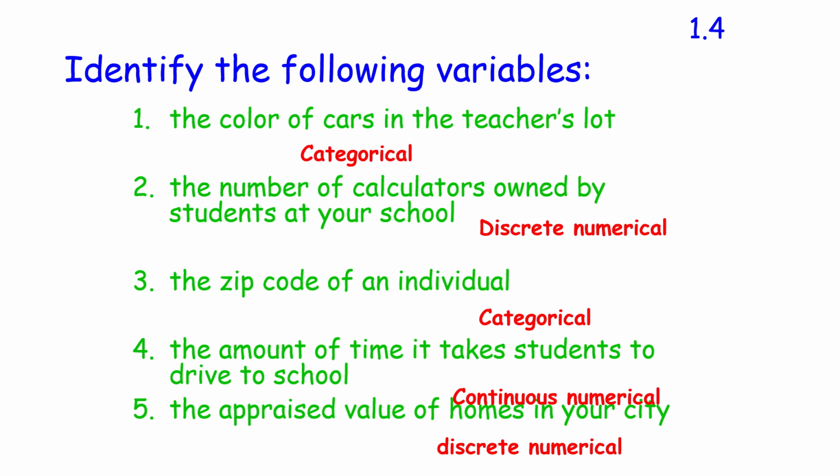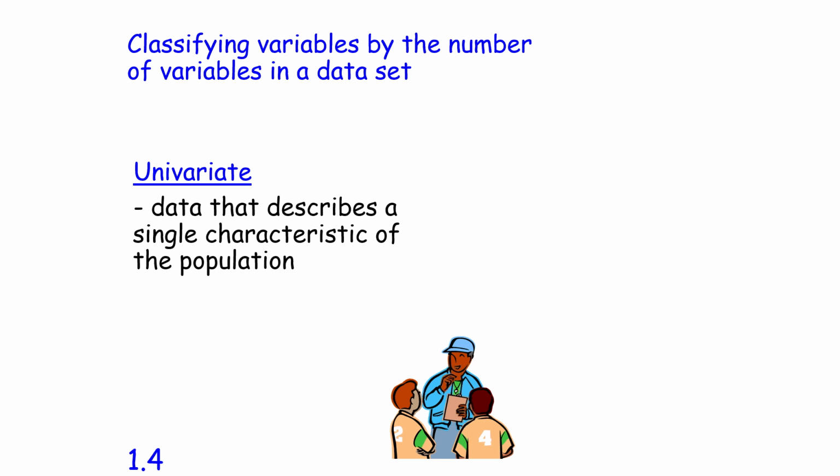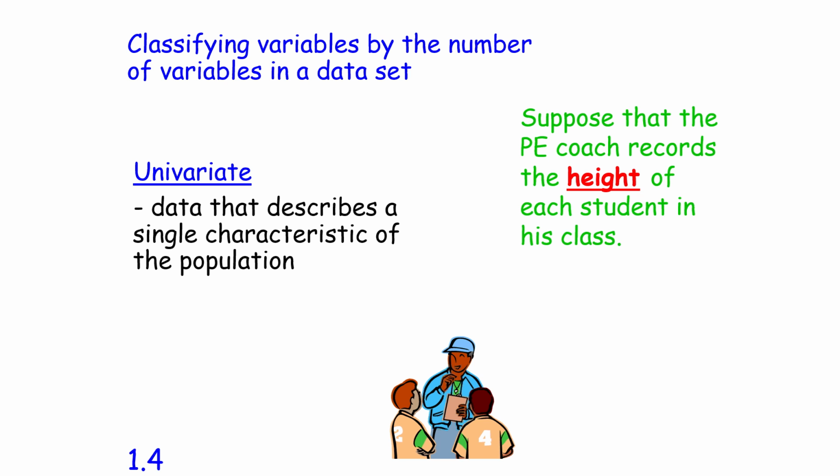Let's talk about classifying variables by the number of variables in a data set. So we're going to start with univariate. A univariate is data that describes a single characteristic of the population. So let's say that we have a PE coach and he records the height of each student in his class. That would be univariate because he's only writing down the height of each student. That's one piece of data. One variable.